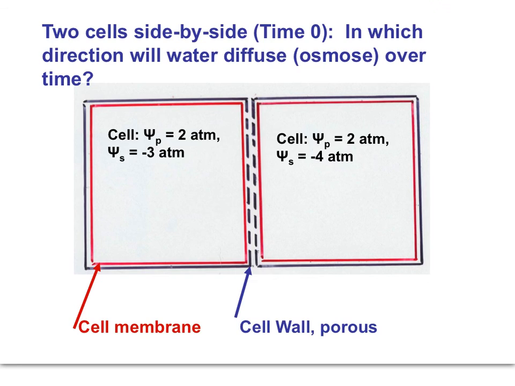Here we have two cells, side by side, separated by a membrane, and I'm asking in which direction will water diffuse, osmose, over time. The left cell has a total water potential of -1 atmosphere, while the cell on the right has a total water potential of -2 atmospheres. Do you understand how I've calculated those water potentials on each cell? Water will diffuse from left to right, from the more positive potential to the more negative potential, from -1 toward -2.